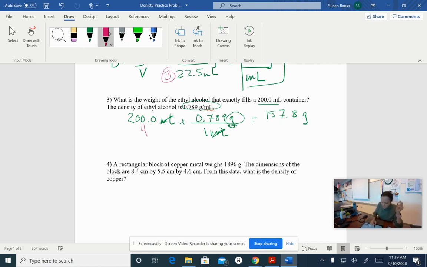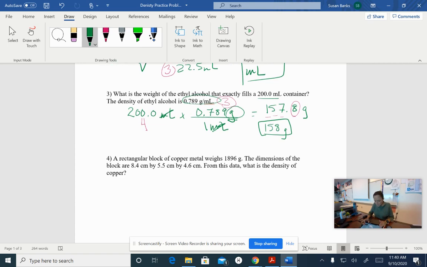Here on the 200, I have 3 digits. And on the 0.789, I have 3. So that means I can really only report 3 digits. So let's look at this number. I've got 1, 2, 3 digits. So I'm going to use that 8 to inform me to round up. So when I'm all said and done, I really am going to round that 7 to an 8. So this is going to be rounded to 158 grams of ethyl alcohol. Okay? Any questions on that? We can work on that some more later.